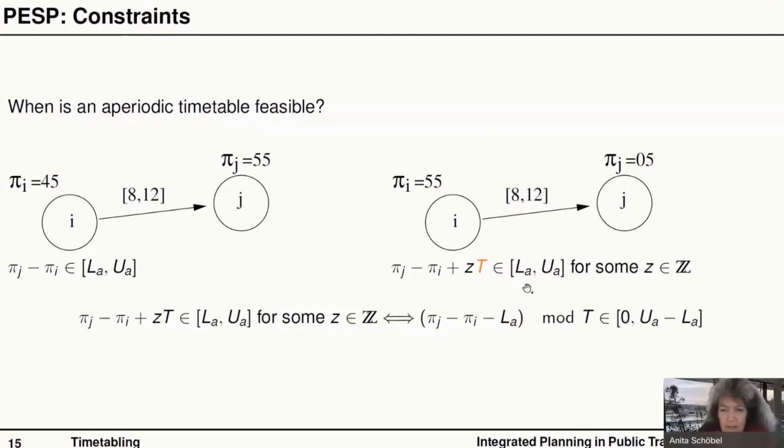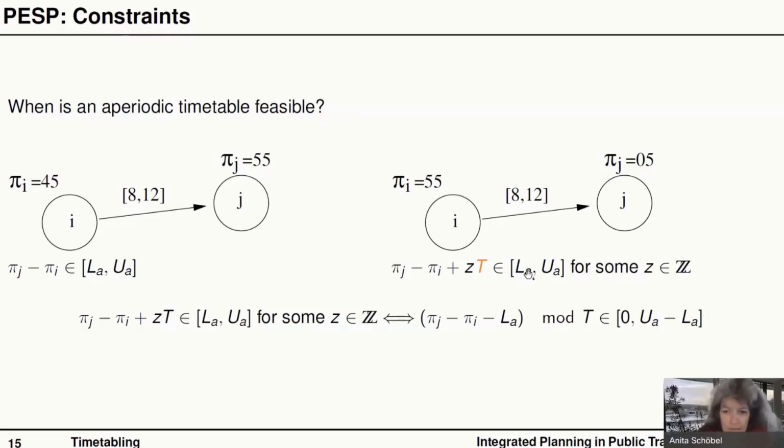And mathematically, this can be done by allowing that we add the period here. So we take the same difference, pj minus pi, as we did on the left-hand side. But before we check if we are in the right interval, the only difference is that we can add the period T. Since we do not know the numbers beforehand, we do not know how often to add this period T. In our example, 1T, so minus 50 plus 60, would give us the 10 that we need. But it can also happen that we need to add the period twice or 3 times, or even subtract the period, depending on the numbers.